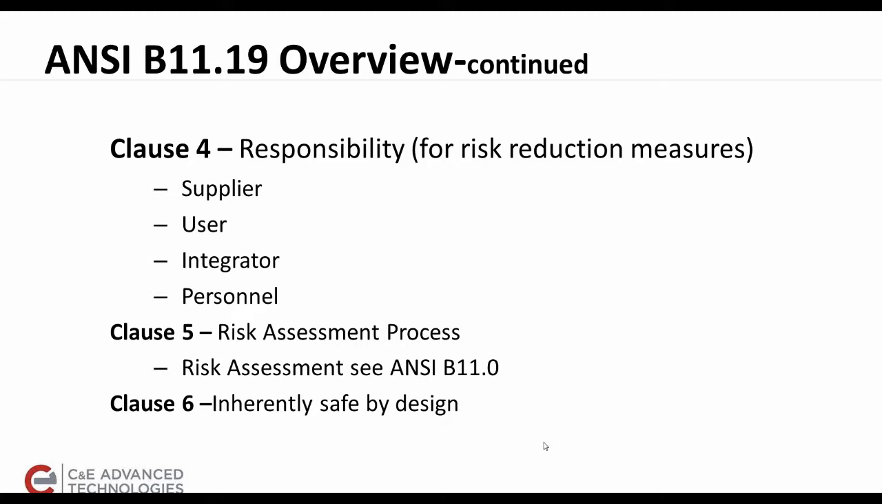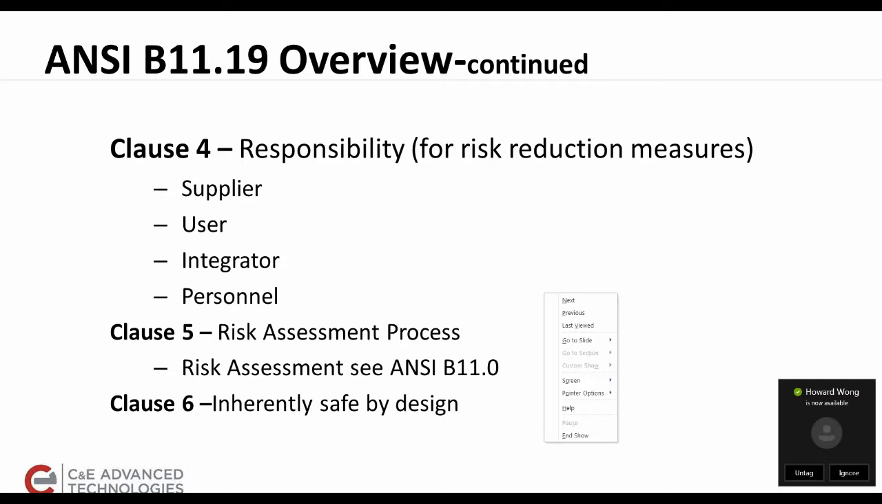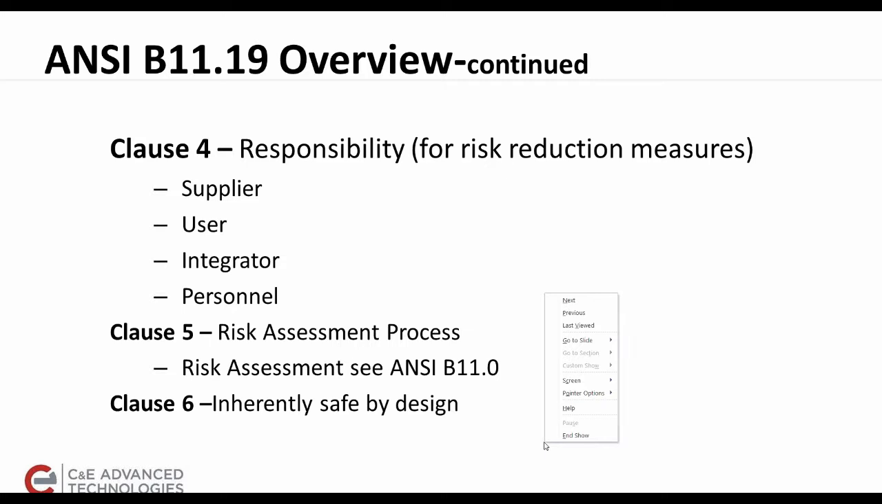Moving on in the clause description, clause 4 is a list of responsibility for risk reduction measures for supplier, user, integrator, and personnel. A word of explanation, the user in this case is not the machine operator, but is in fact the entity that is using the piece of equipment to produce the product or the process. Typically, it might be considered the employer. So that is the organization that is operating the system, but not the operator himself.